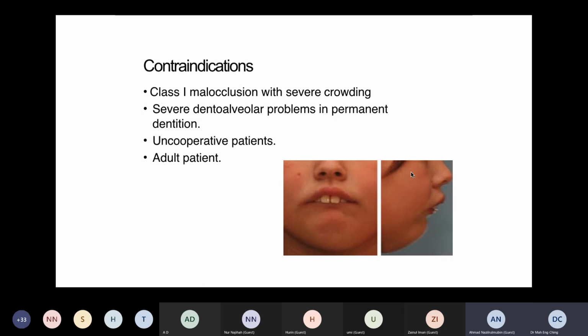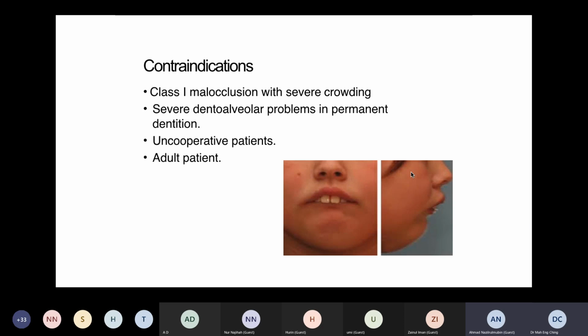Uncooperative patients. Let's say a patient is not going to be cooperative. This appliance is removable, so the patient can take it out. They can remove it anytime if they want to. If the patient doesn't understand and is not keen on the treatment, it's very difficult to get them to wear the appliance. So with an uncooperative patient, we have to start to educate them. When the patient agrees, only then do we start the treatment.